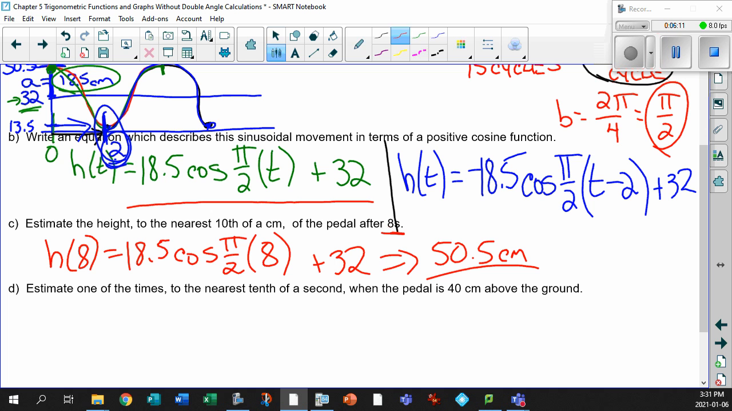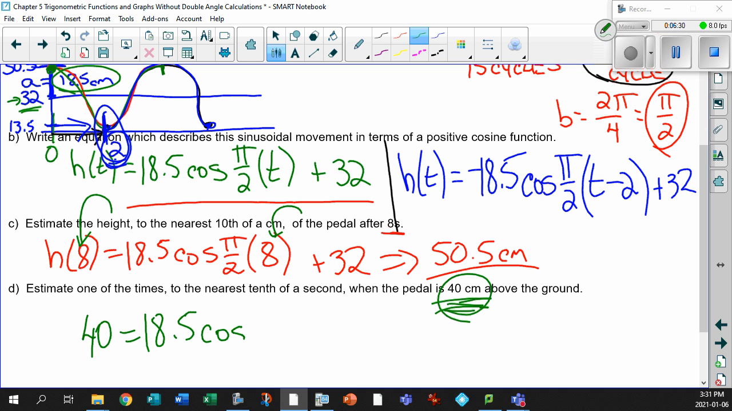Okay, now it says estimate one of the times to the nearest tenth of a second when the pedal is 40. Again, remember, look at the difference between these two. You have to realize that this is a time, so you have to substitute in a time. This is a height. So that means this is 40 equals 18.5 cos pi over 2 t plus 32. So you have to find the t value.